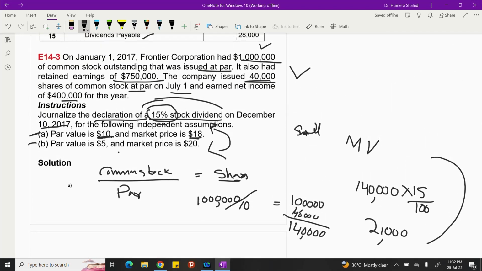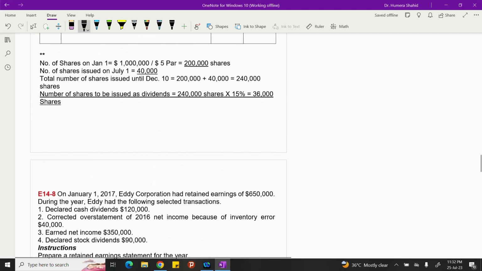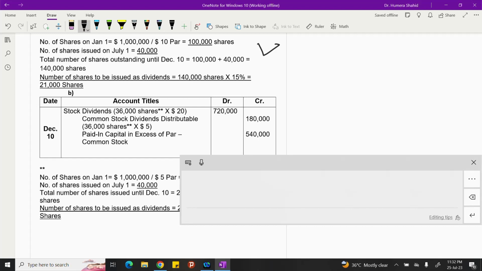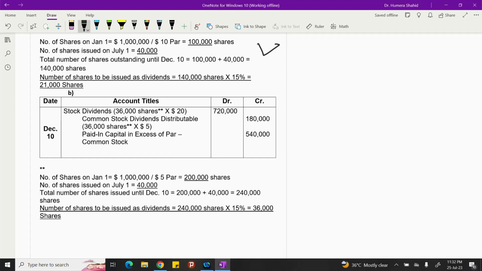Let's do part B. Part B says that par value is $5 and the market price is $20. It's still a small stock dividend. So let's solve this over here. Firstly, let's calculate the number of shares at the start of the year. So 1 million was the capital stock. Par value is $5. So 200,000 shares are there. I already explained this formula to you in part A. July 1st, 40,000 new shares were issued. Total number of shares are 240,000. A 15% stock dividend on 240,000 is 36,000 shares.